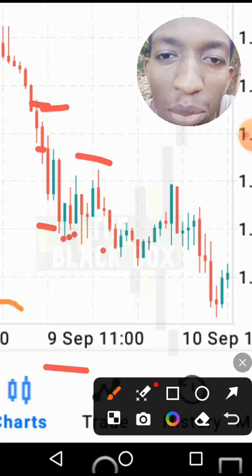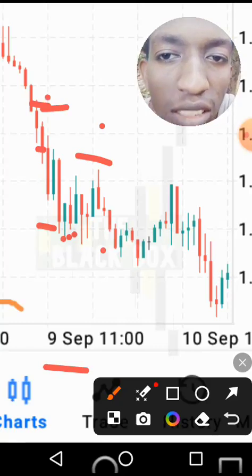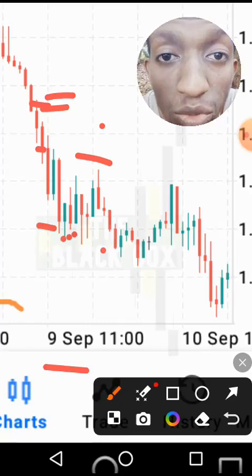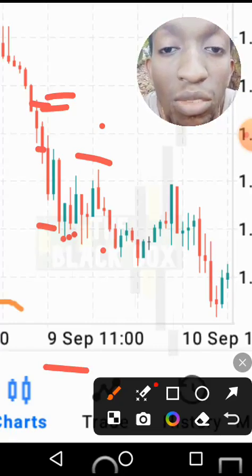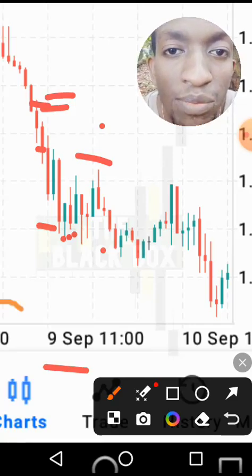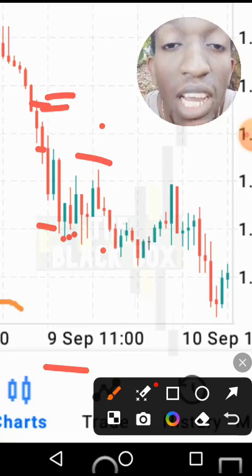If the price breaks this high and hits my 2.5%, that is the moment of truth when I will be out of the trade and enter again in the opposite direction. And I will be right.